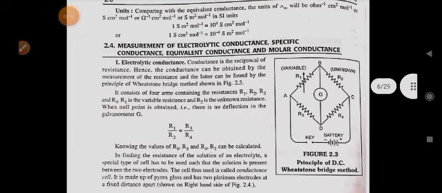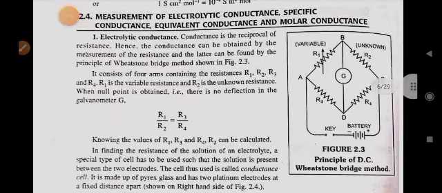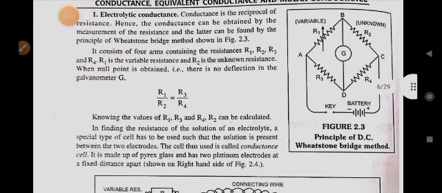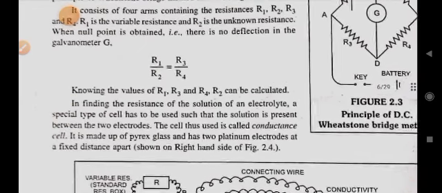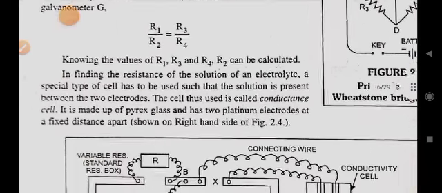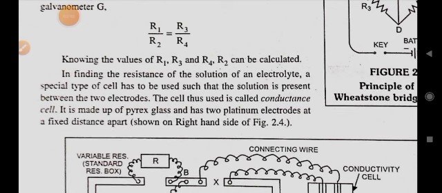Measurement of electrolytic conductance, specific conductance, equivalent conductance and molar conductance. Electrolytic conductance: the conductance is the reciprocal of the resistance, hence the conductance can be obtained by the principle of the Wheatstone bridge method. It consists of 4 arms containing the resistances R1, R2, R3 and R4. R1 is the variable resistance, R2 is the unknown resistance, when the null point is obtained, that is, there is no deflection in the galvanometer G. Knowing the values of R1, R3, R4, R2 can be calculated. This is for finding the resistance of the solution of an electrolyte.